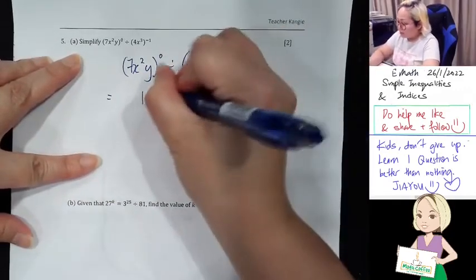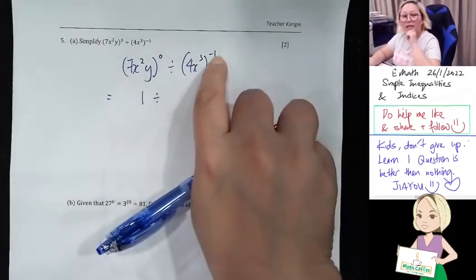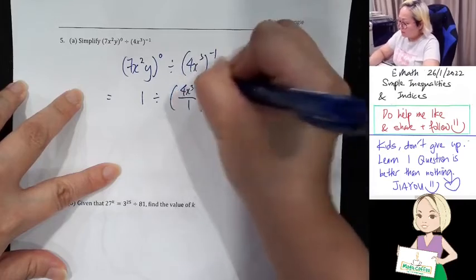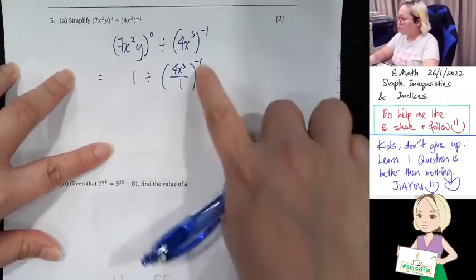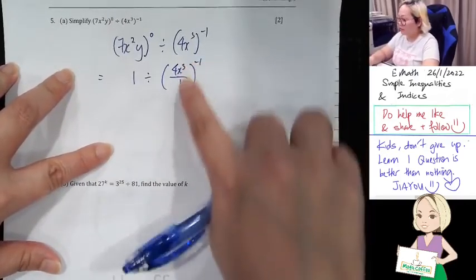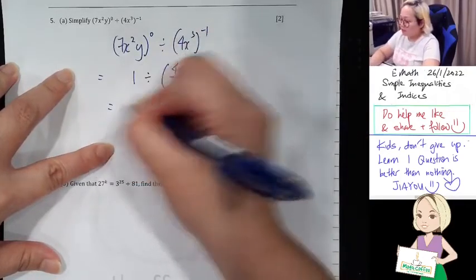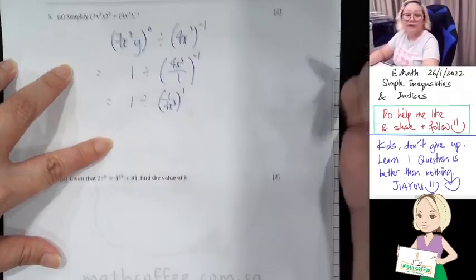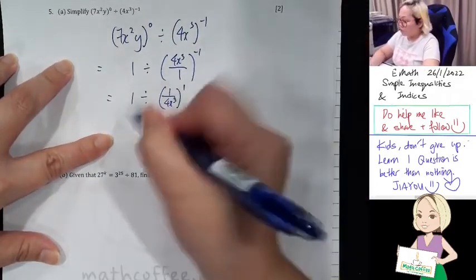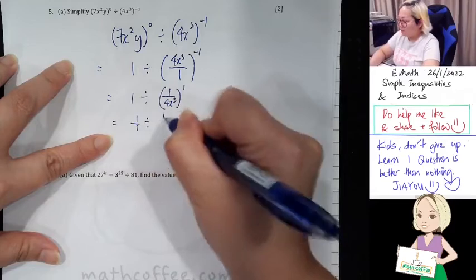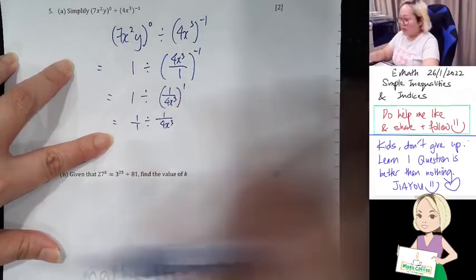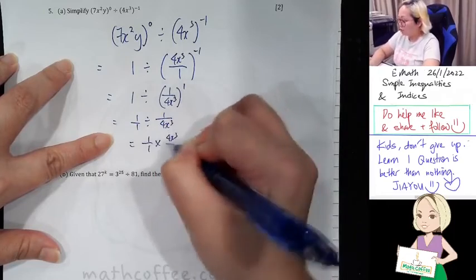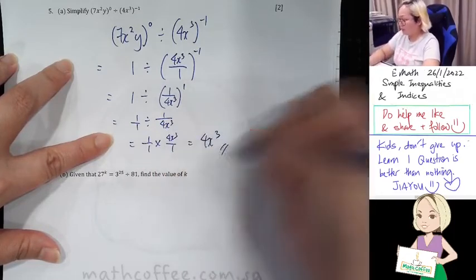Okay, then I'm going to put, remember this one is minus 1. So what I can do is, I can write it like this. This is 4x cubed over 1. So remember, if I want to change the negative to positive, I just flip the inside. So this will be 1 divided by 1 over 4x cubed to the power of 1. So this one is actually 1 over 1 divided by 1 over 4x cubed. And if it's divide, I can just change to multiply. So it's just 1 over 1 times 4x cubed over 1. So in the end, 4x cubed is the answer.